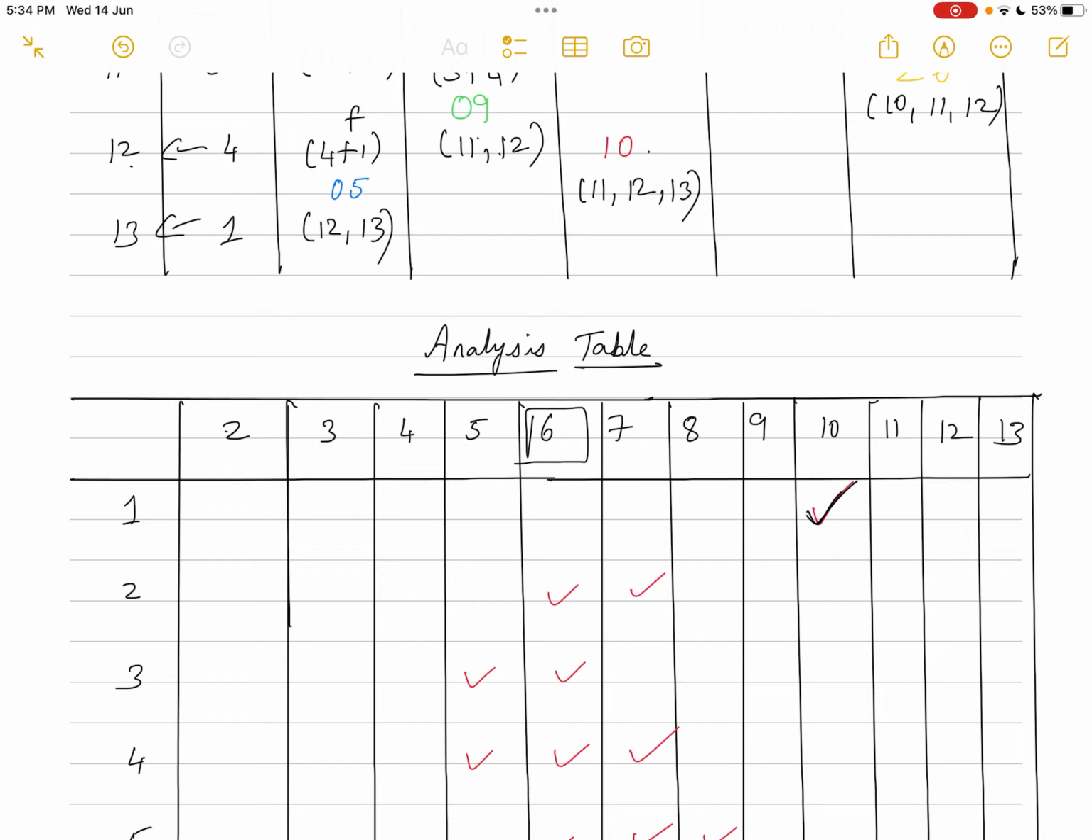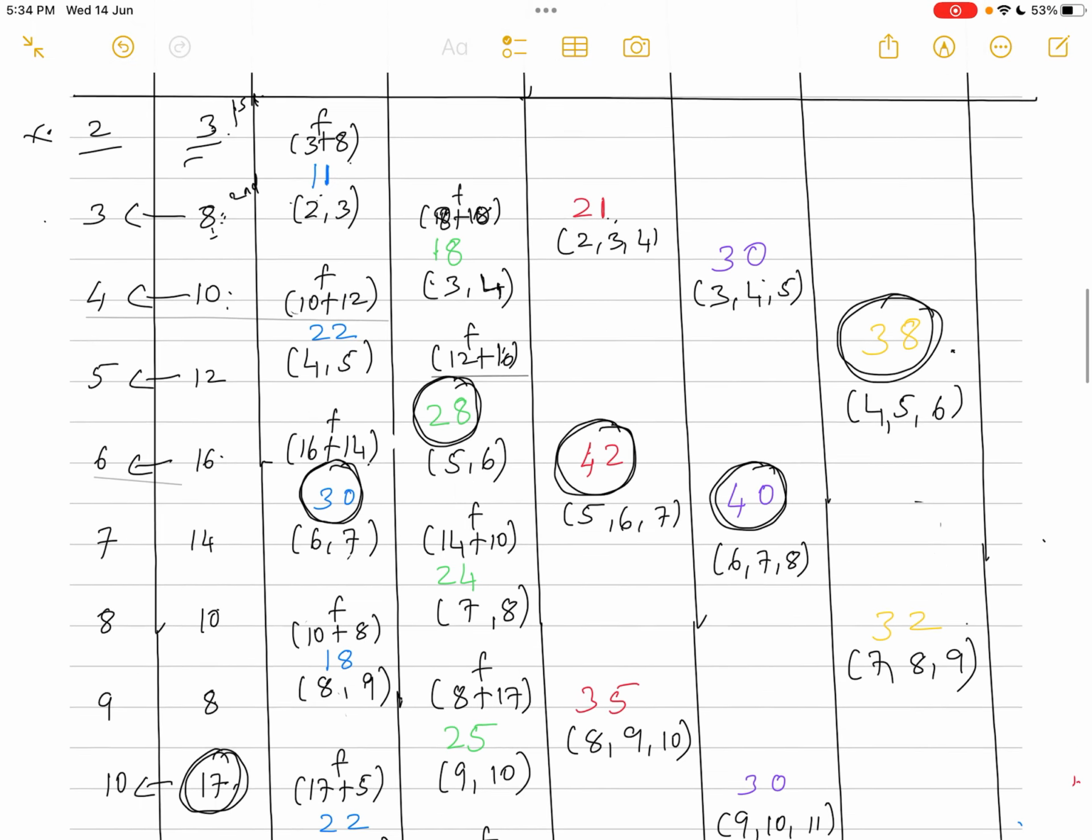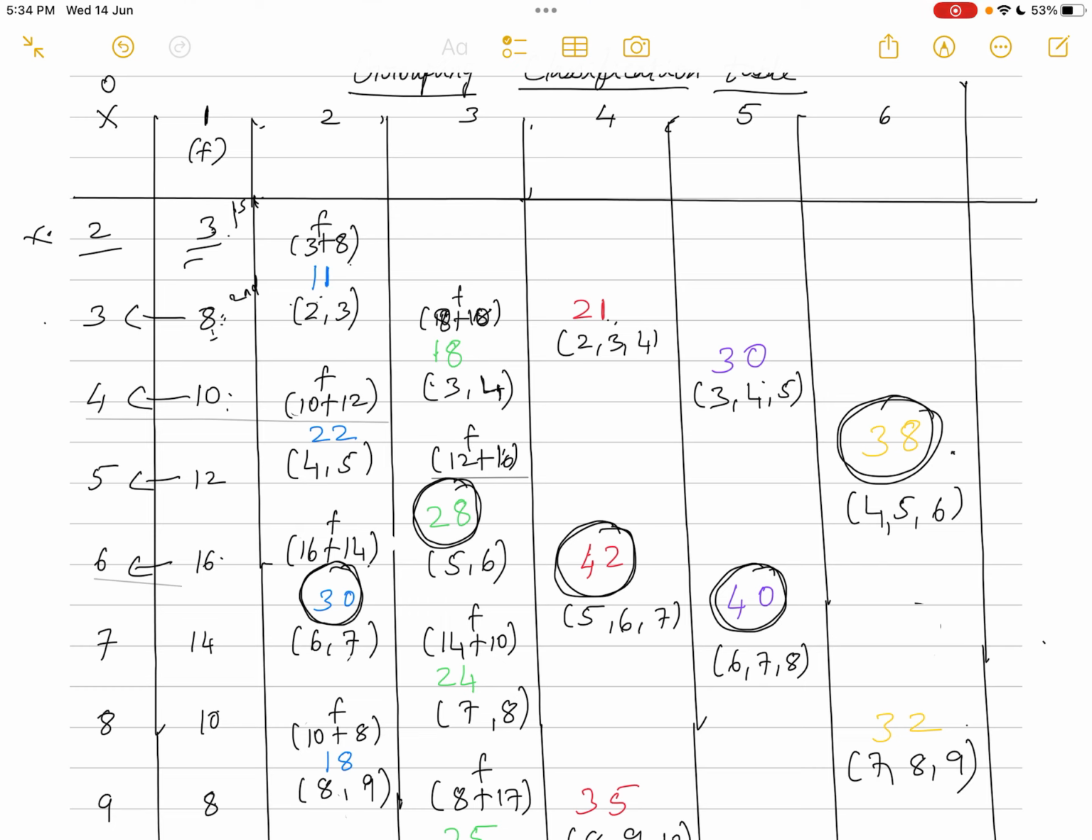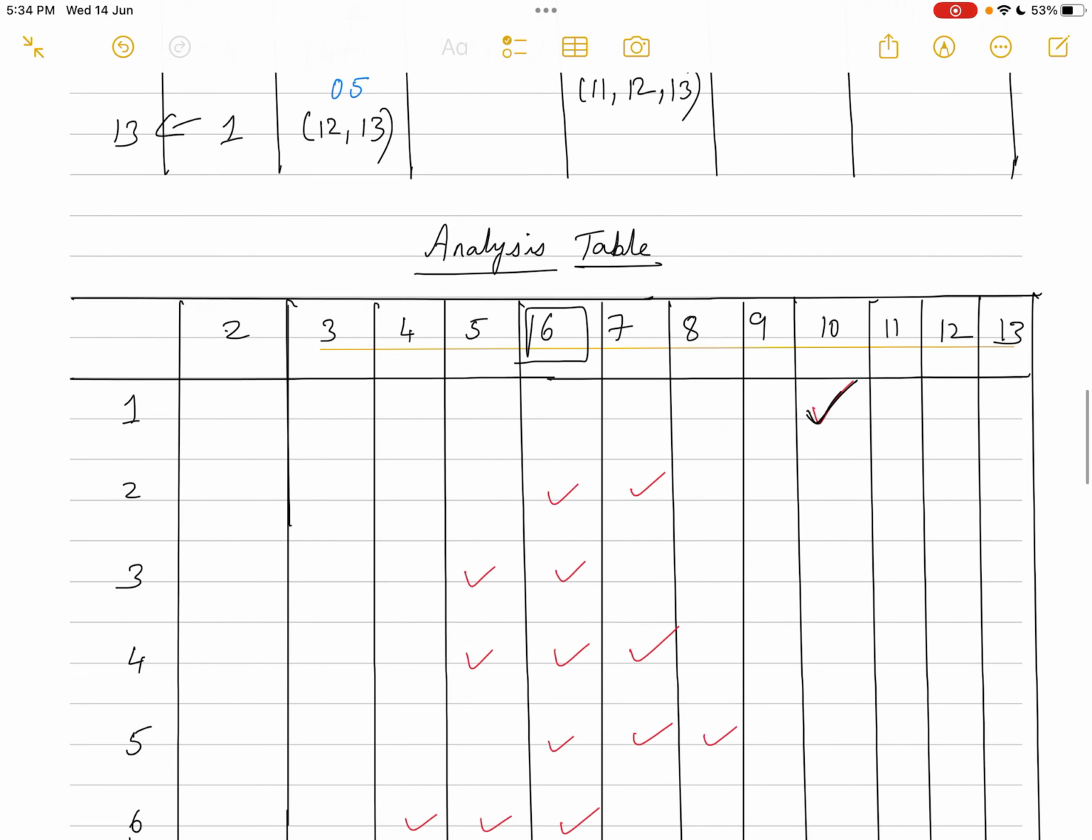Now in column 2, which is the highest value? In column 2, we found it is 30. We have already mentioned here 30. How did we arrive at 30? 16 plus 14, isn't it? That's how we arrived at 30. So 6 and 7. This is why I said that when you are making the analysis table, it will be helpful if you write the x values underneath, at least in pencil, so that it will be easy for you. So again in column 2, you mark the highest value, put a tick mark at 6 and 7.